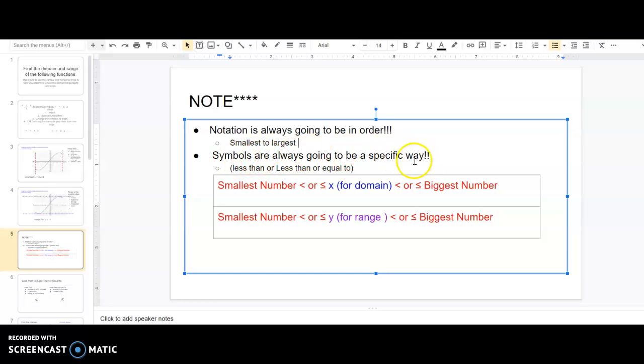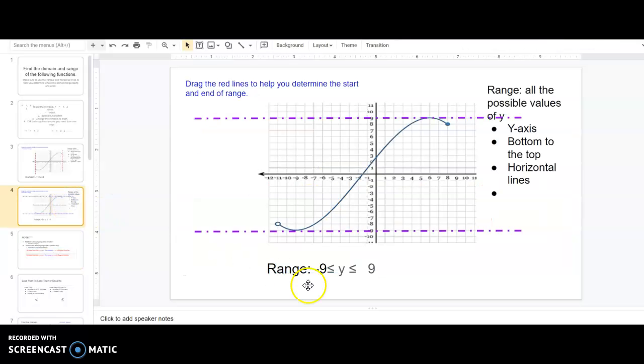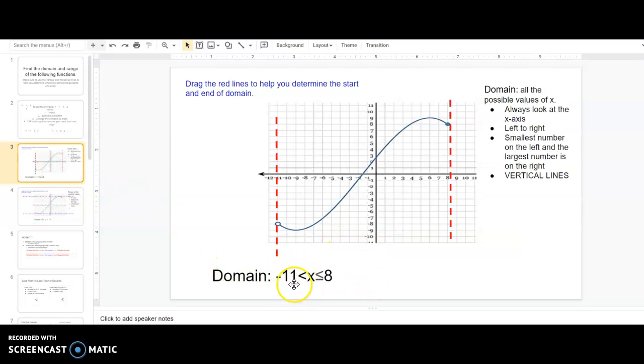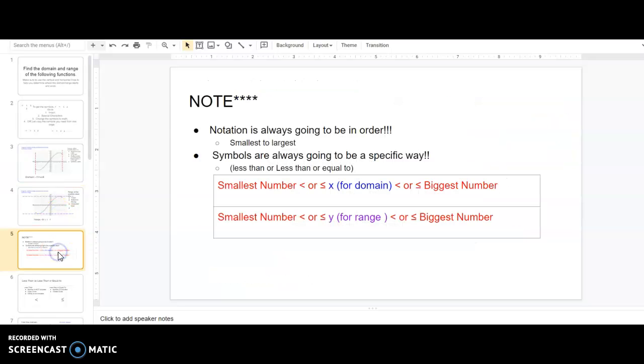These symbols are always going to be a specific way. It's either going to be less than, or it's going to be less than or equal to. Why? Because the smallest number is always first, and then it's the biggest number. And so you're going to have this number and one of these symbols, and you're going to have X for domain, and then the symbol, and then the number, or you're going to have Y for range. So that's how the setup works. So as you could see here, smallest number, Y for range, and then largest number. As you could see in this one, the smallest number was -11, X, and then 8. And then depending on whether it was an open or a closed circle, depends on the symbols you saw. So hopefully you wrote that down.